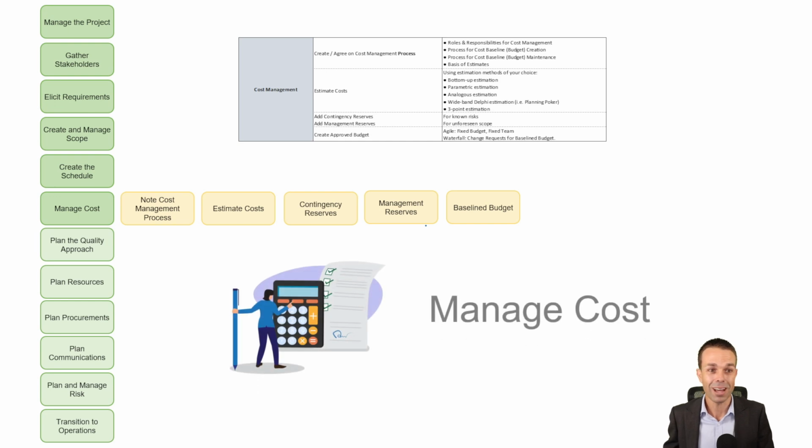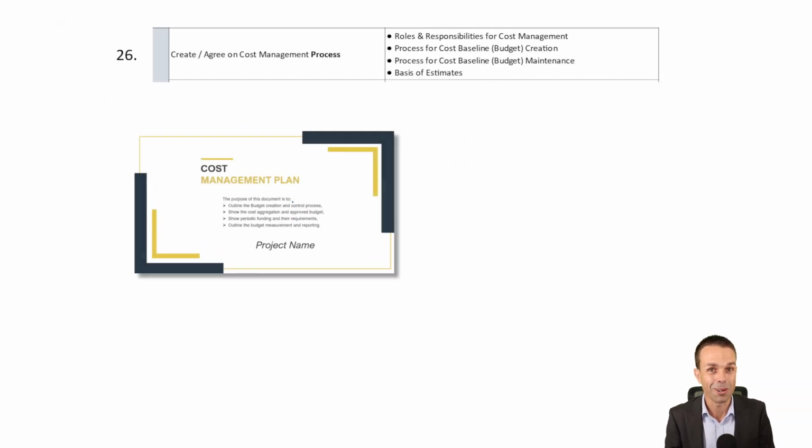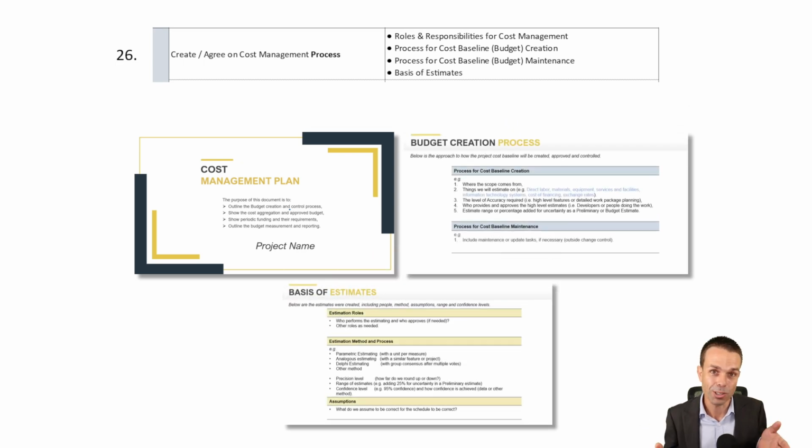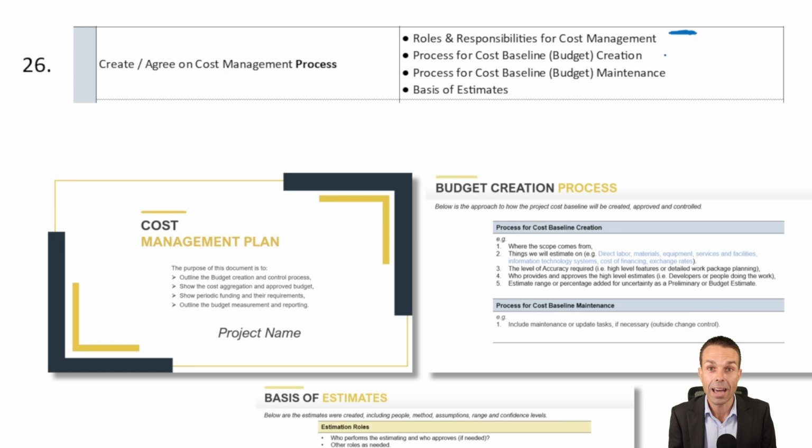All right, wonderful stuff. Now that we've got that, we want to manage the cost. So how do we figure out the cost on our project, and how do we keep the cost under control? The first thing we want to do is plan our cost management process. Who's responsible for what? How do we create our cost baseline? What's the process? And how do we get the estimates for cost on our project?